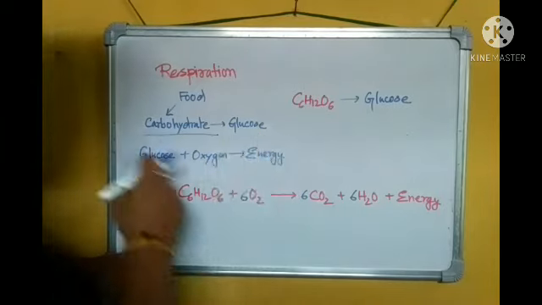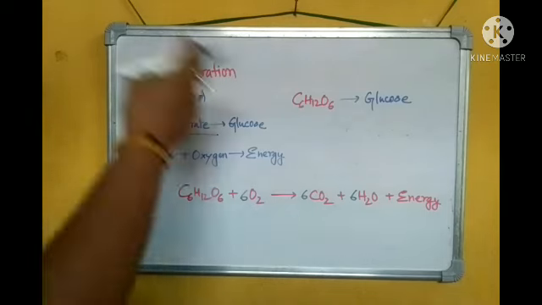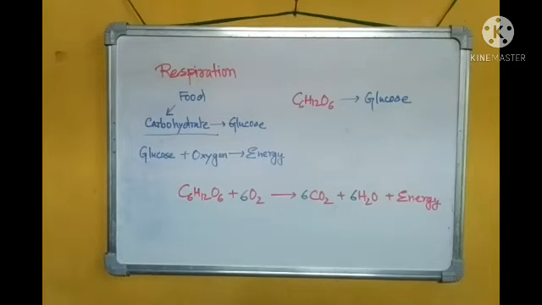So in this whole process, the food we are taking breaks down to simpler substances. We get carbohydrates from it, and these carbohydrates break down to glucose, and this glucose combines with the oxygen that we are breathing in to give us energy. This whole process is known as respiration. This is the formula of glucose, C6H12O6.